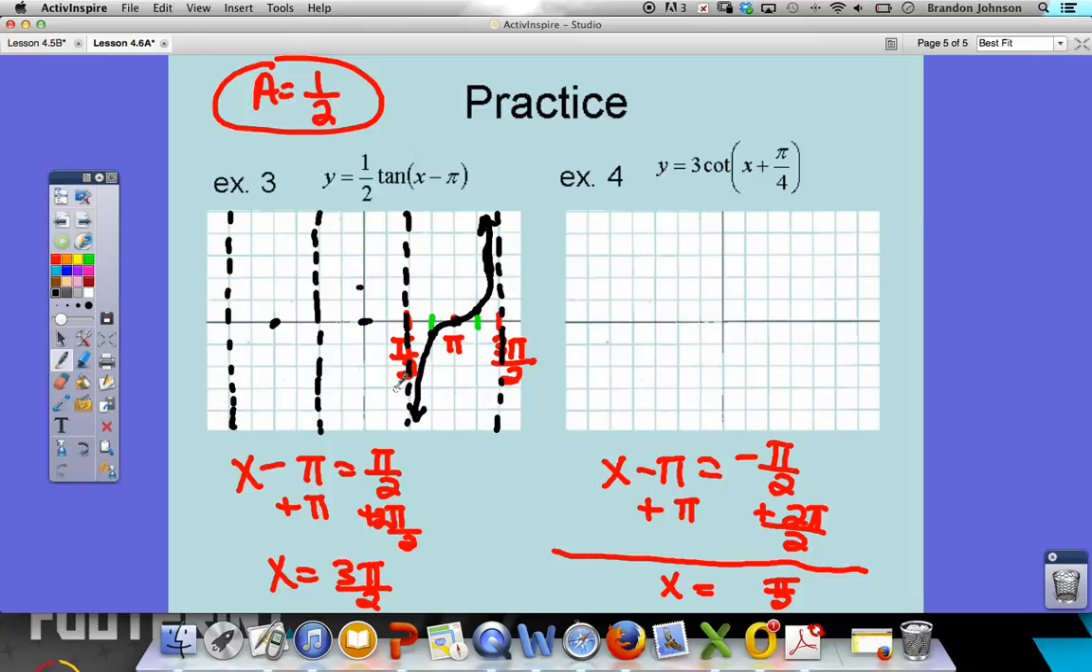Again, if it's negative, it flips that there, or if it's cotangent, obviously. Same thing here. It should be a little wider there, a little wider, and we know that it goes just like that. Repeat it, and we're good to go.